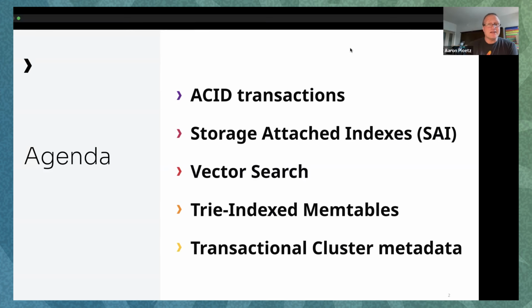We also have trie-indexed memtables as well as trie-indexed SSTables. We're just going to cover the memtables for today. And then, of course, transactional cluster metadata, we're going to talk a little bit about, too, because that one is super duper important. Anyone who's ever managed a large cluster, you're going to love transactional cluster metadata. I guarantee it.